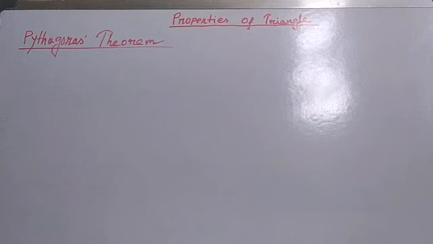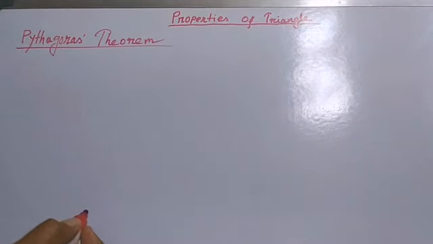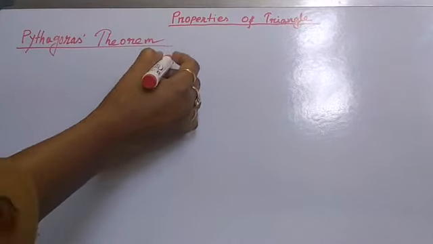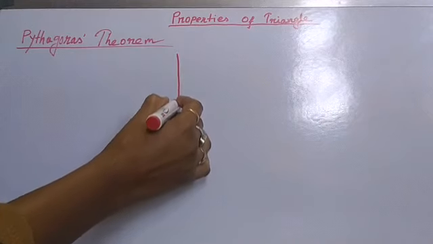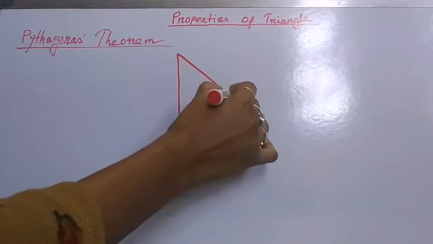Hello everybody. Today's topic is Pythagoras theorem. What is Pythagoras theorem? Pythagoras is the name of a mathematician. He was a Greek mathematician, and he invented a formula, a relation between the sides of the triangle.